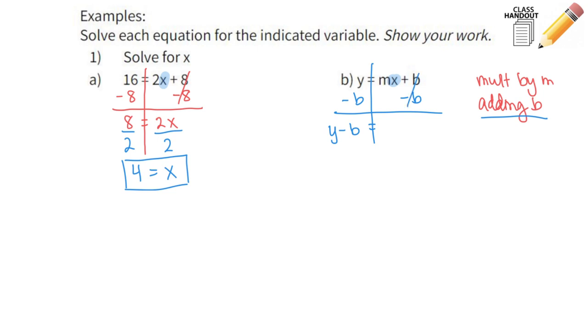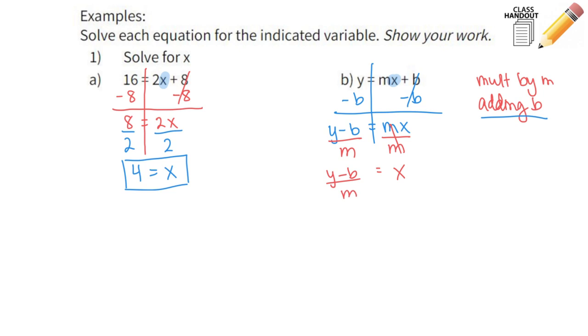And then on the right-hand side, what we have left is m times x. So we undid the adding b, so now we need to undo the multiplying by m. And to undo multiply by m, we're going to divide by m. So now we have x by itself. So we have y minus b over m.